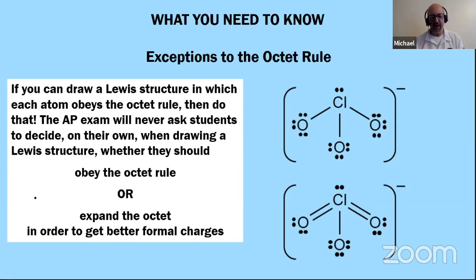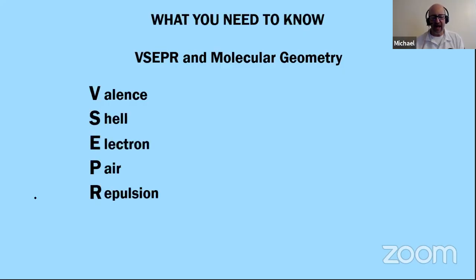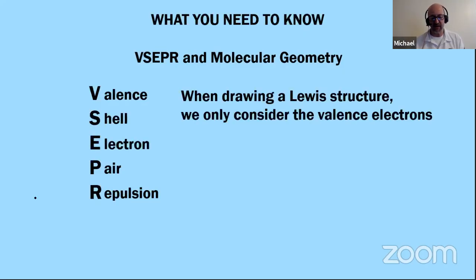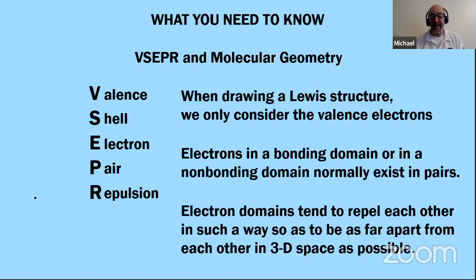Okay, I'm now going to switch and talk about VSEPR, valence shell electron pair repulsion theory. And what this means is that you have the valence shell, which is going to be the outer electrons. You have electrons in groups of 2, so they're in pairs. And then you have repulsion. They tend to repel each other in such a way so as to be as far apart from each other in 3-dimensional space as possible.